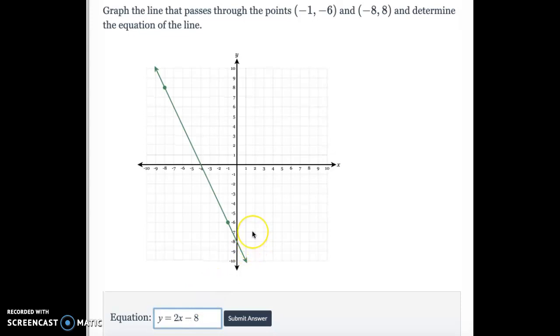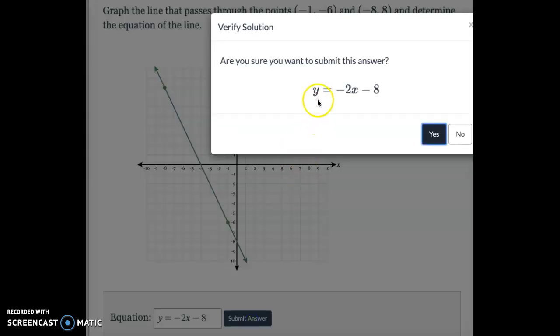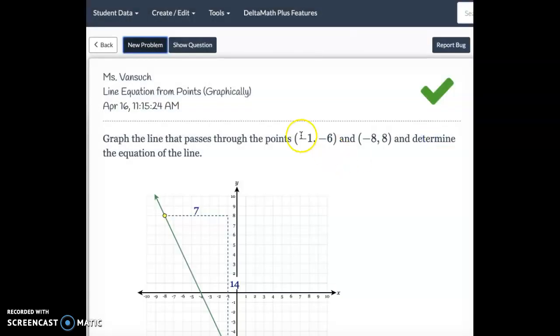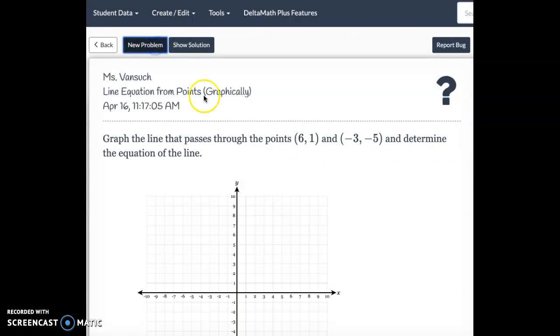So that just simplifies to 2, and now our final question we have to ask ourselves is, is this a positive or a negative slope? Well, it's sloping downwards, so it's definitely a negative slope. So our final equation is y equals -2x minus 8. Submit your answer, you're good to go.